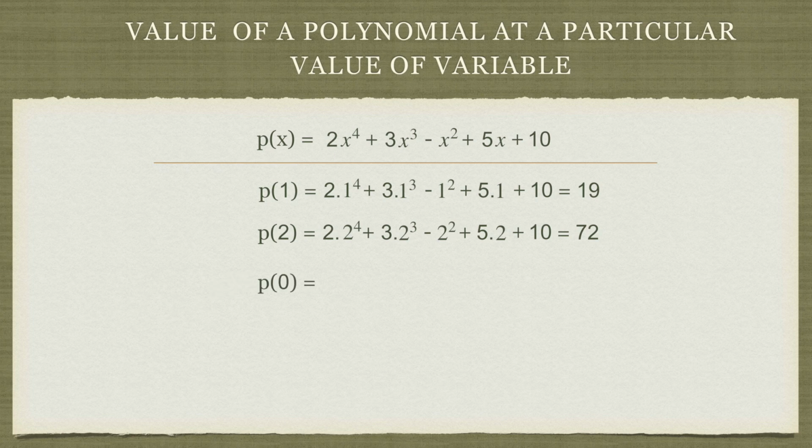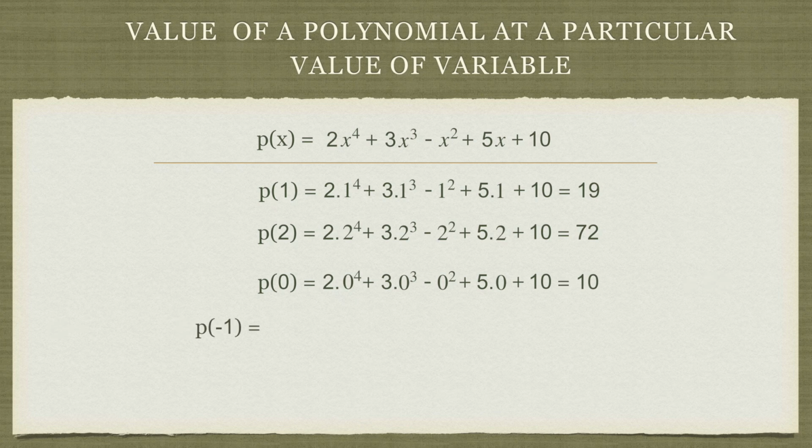So how about at x equals 0? That means the value of the polynomial at x equals 0, which will be p(0). It will be 2 times 0 to the power 4 plus 3 times 0 cubed minus 0 squared plus 5 times 0 plus 10, or simply the number 10.